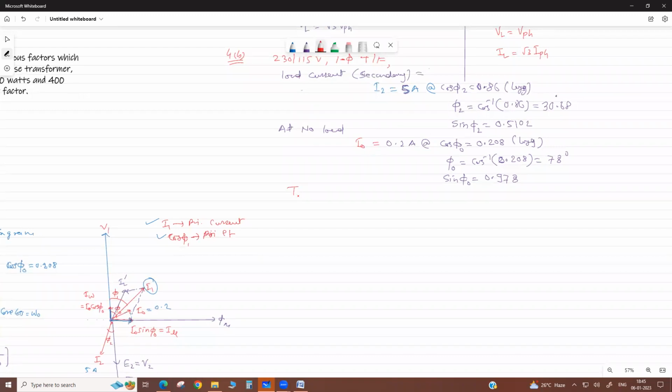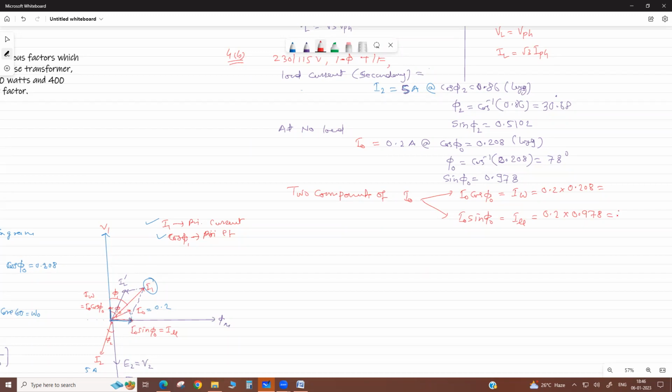Now we can calculate the two components of I naught. That is I naught cos phi naught and I naught sin phi naught. This is the loss component, and this is the magnetizing current. It is 0.2 into 0.208, and this is 0.2 into 0.978.